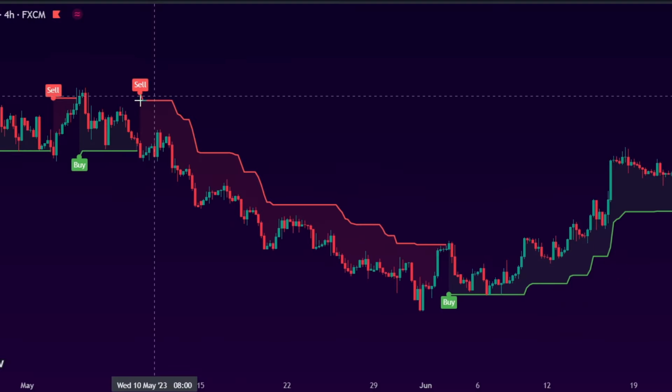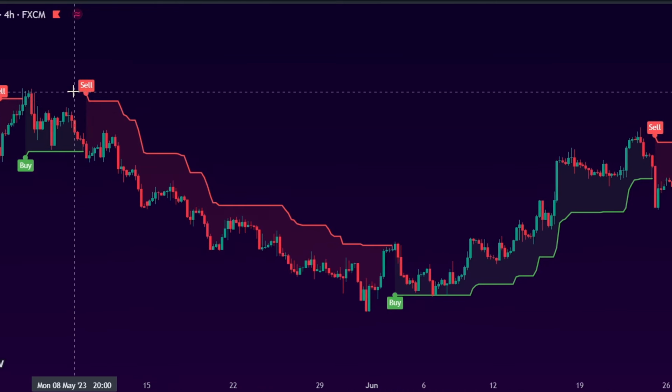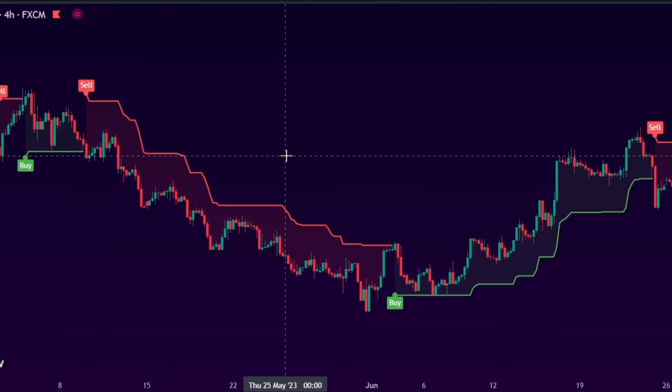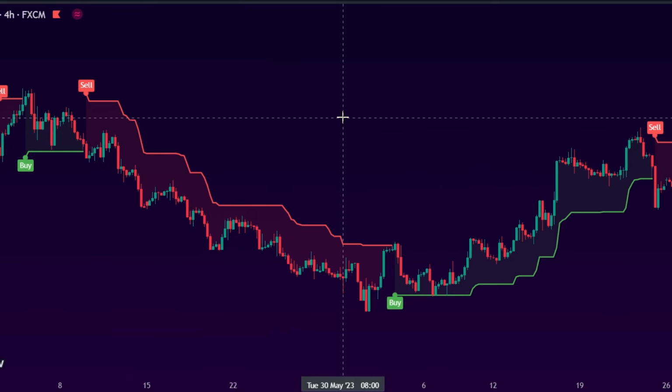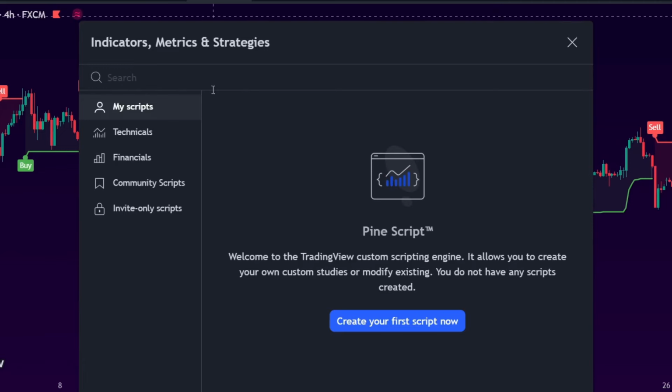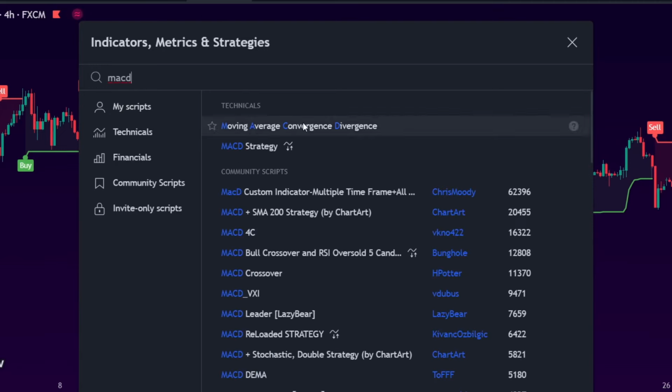But to maximize the winning trades, we need to add the second indicator, that is the MACD. Since using the indicator alone may have risk, we integrate the second indicator to filter out false signals. I click the indicators tab and write MACD. This moving average convergence divergence indicator.